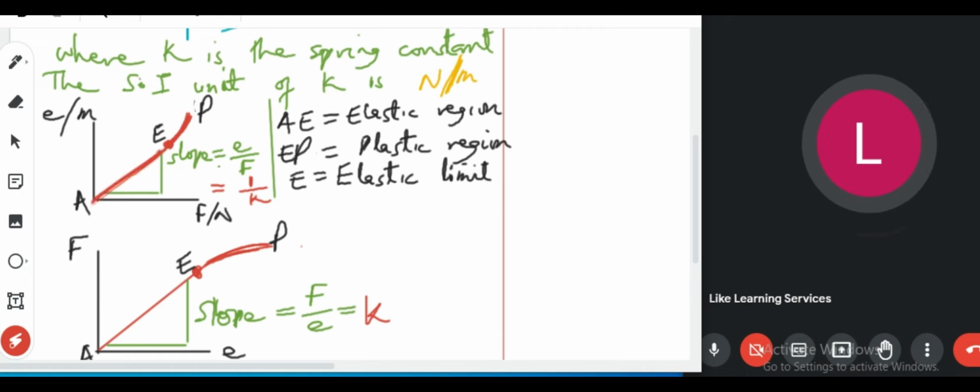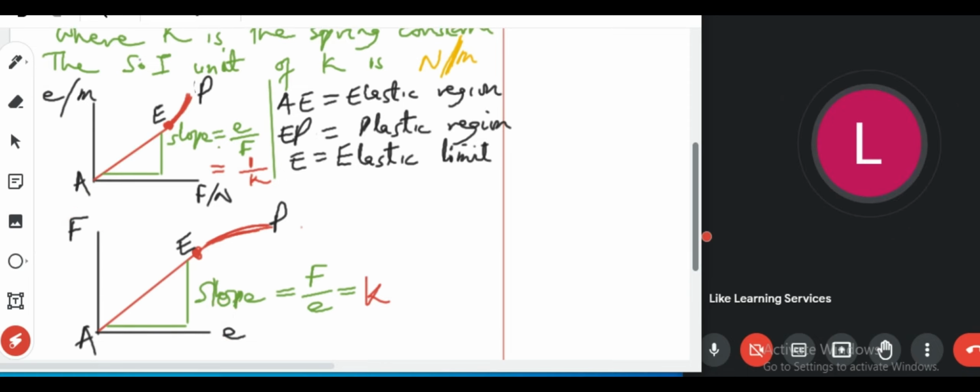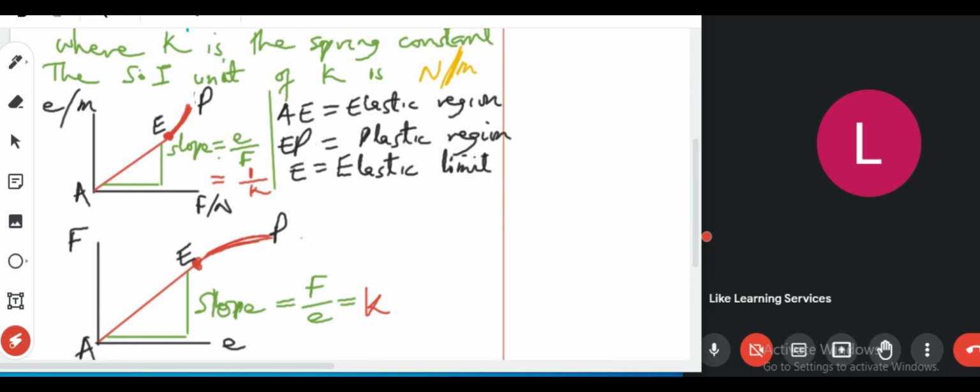Below the elastic limit, it obeys Hooke's law, where extension is directly proportional to force. So it forms a straight line that passes through the origin. Just like if you plot the graph of F against E, it will also produce a straight line that passes through the origin. And after the elastic limit, it curves, because E to P is the plastic region.